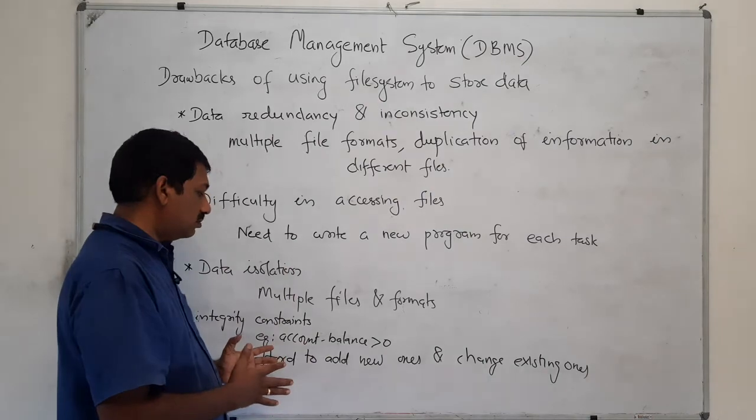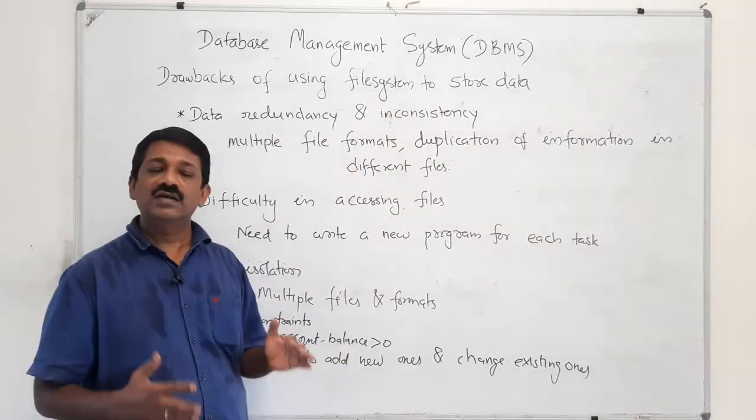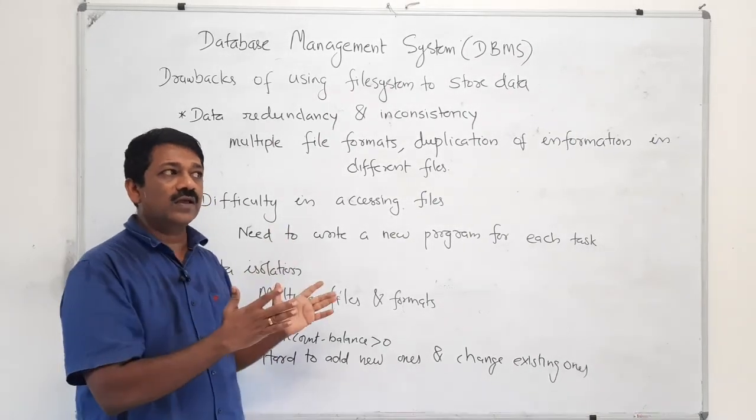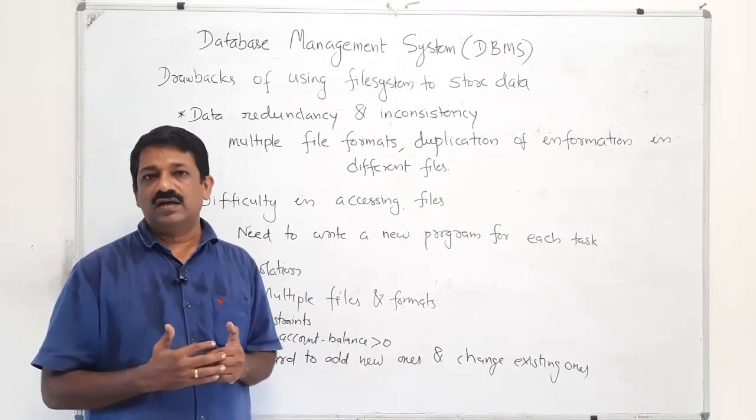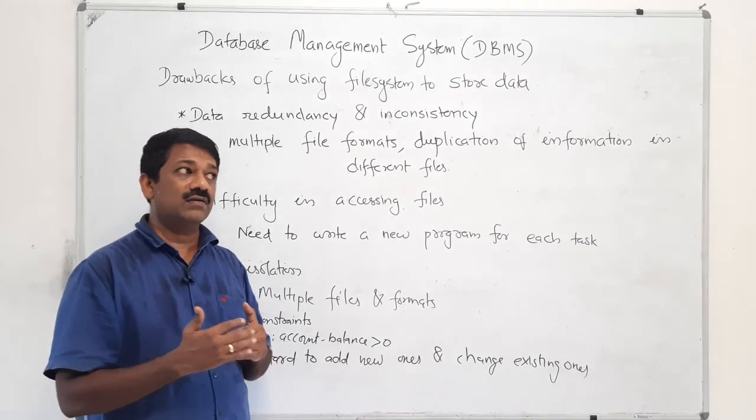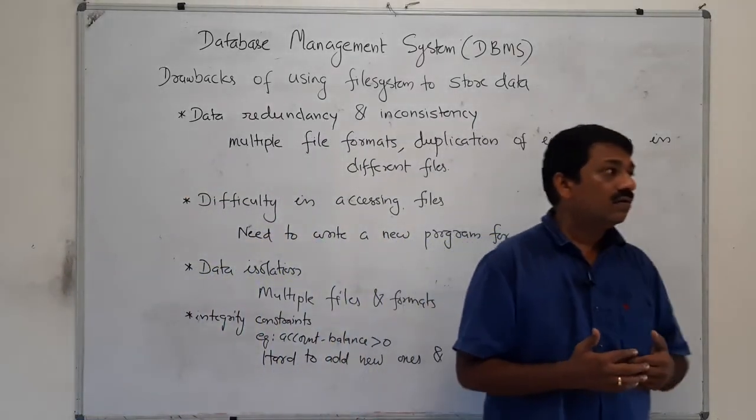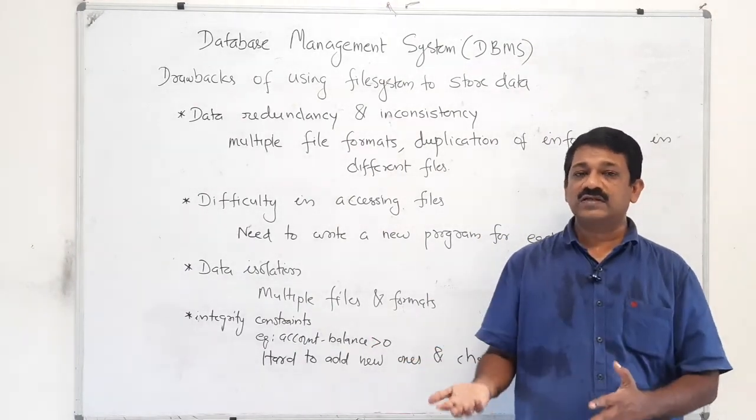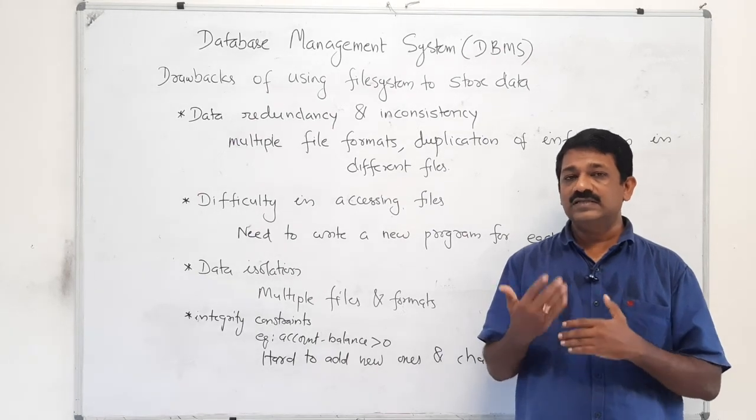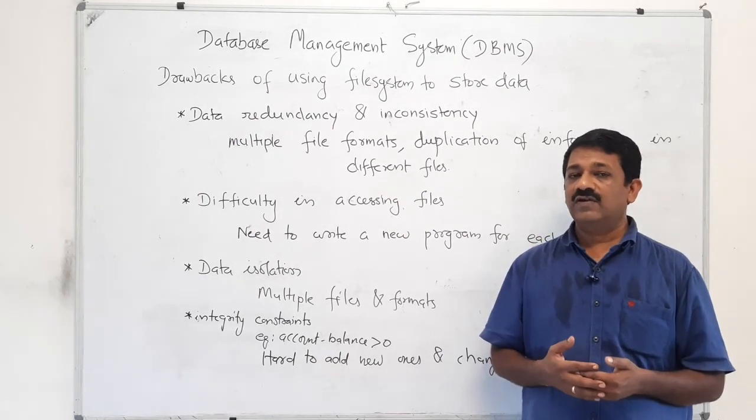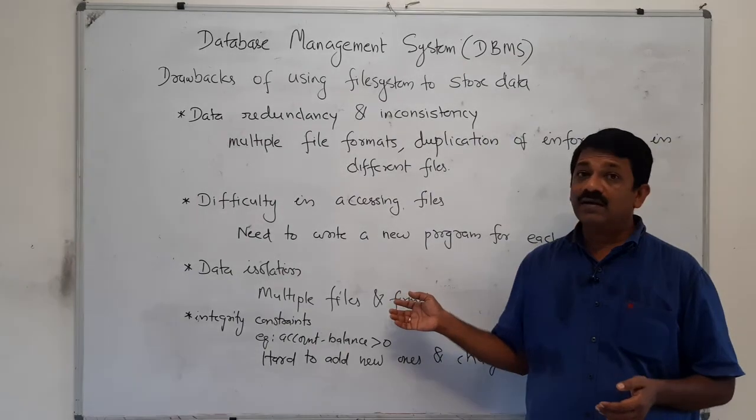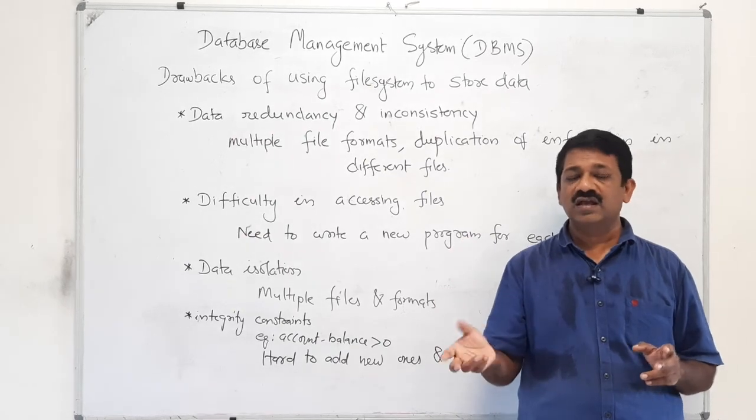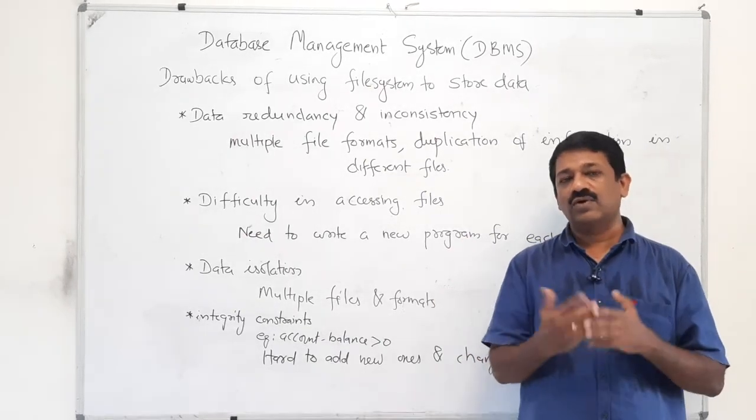In a DBMS, it is very easy to add integrity constraints. In a program, if you are writing code for that, suppose the interest rate is 4% and the RBI changes it to 3.5%, then what will happen? You need to go through all the programs in which that interest rate appears, edit them, and update them.